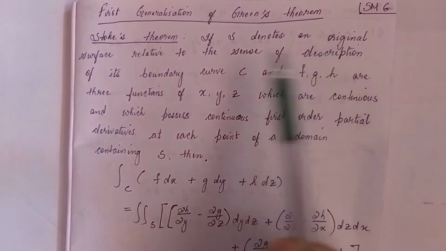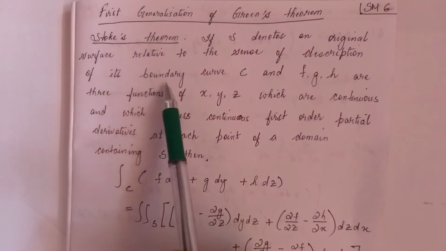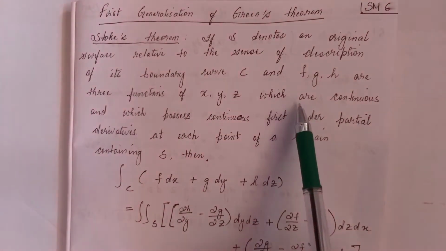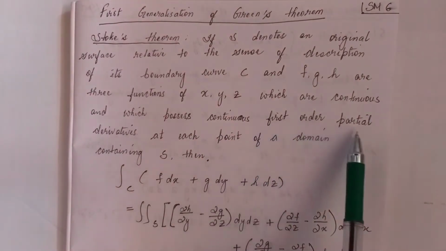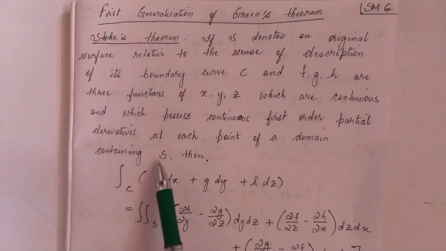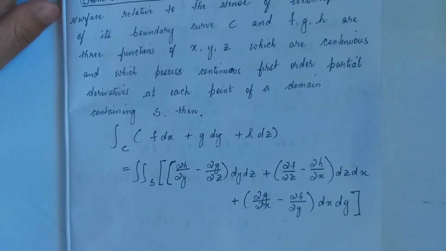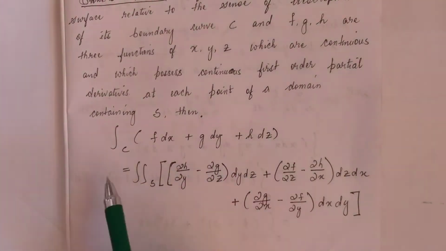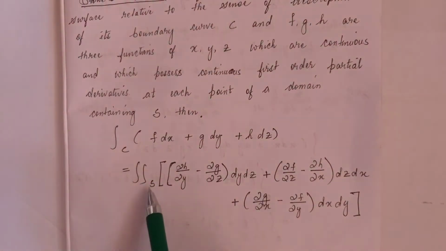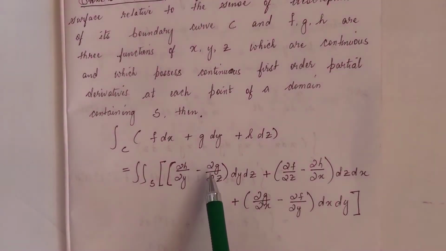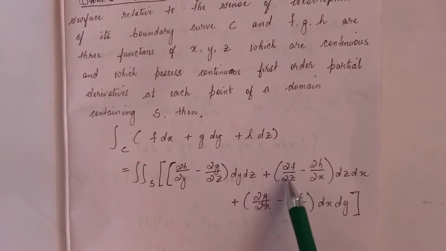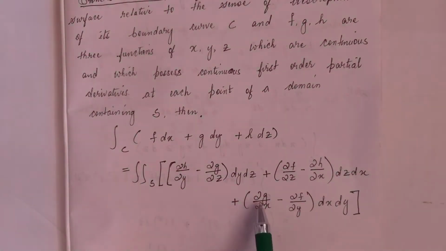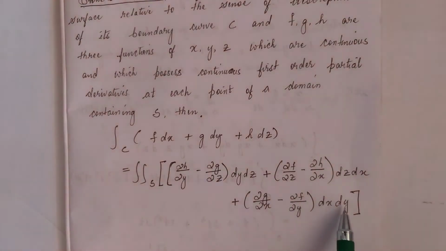If S denotes an oriented surface relative to the sense of description of its boundary curve C, and f, g, h are three functions of x, y, and z which are continuous and which possess continuous first order partial derivatives at each point of a domain containing S, then we have the curve integral over C of f dx plus g dy plus h dz is equal to the surface integral over the surface S of (del h del y minus del g del z) dy dz plus (del f del z minus del h del x) dz dx plus (del g del x minus del f del y) dx dy.